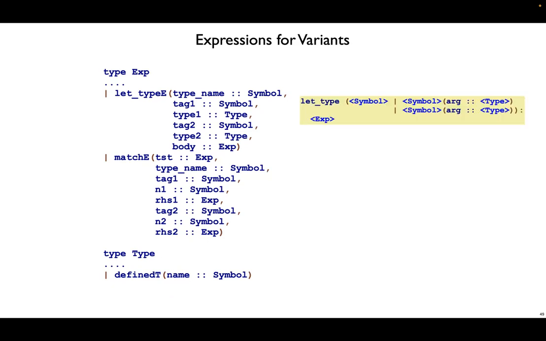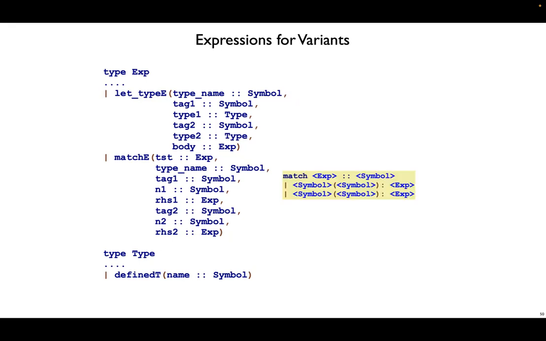As a reminder, here's the concrete let type syntax that's going to expand into this abstract let type e. And here's also the Mo syntax for a match. And this shows where those 8 pieces all come from.